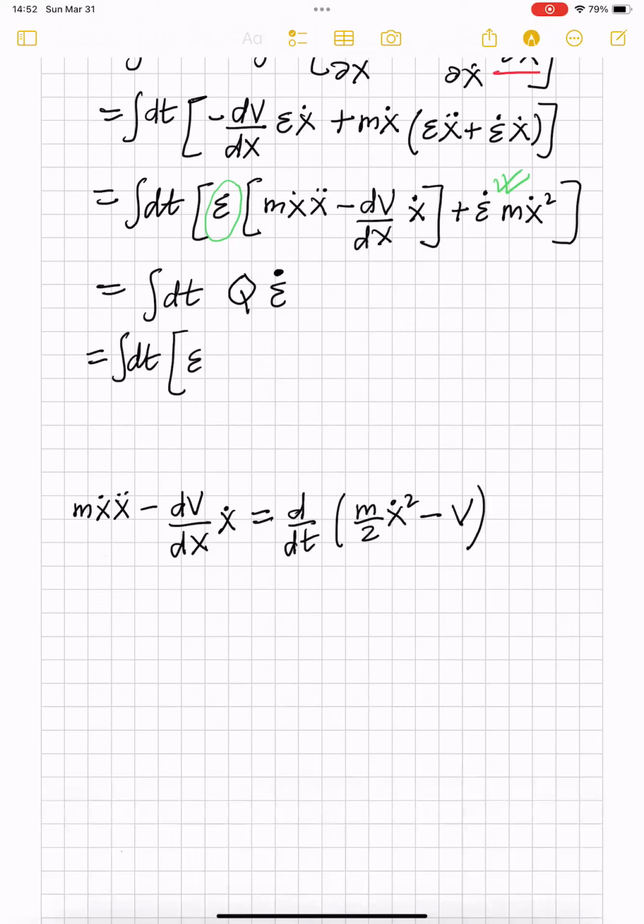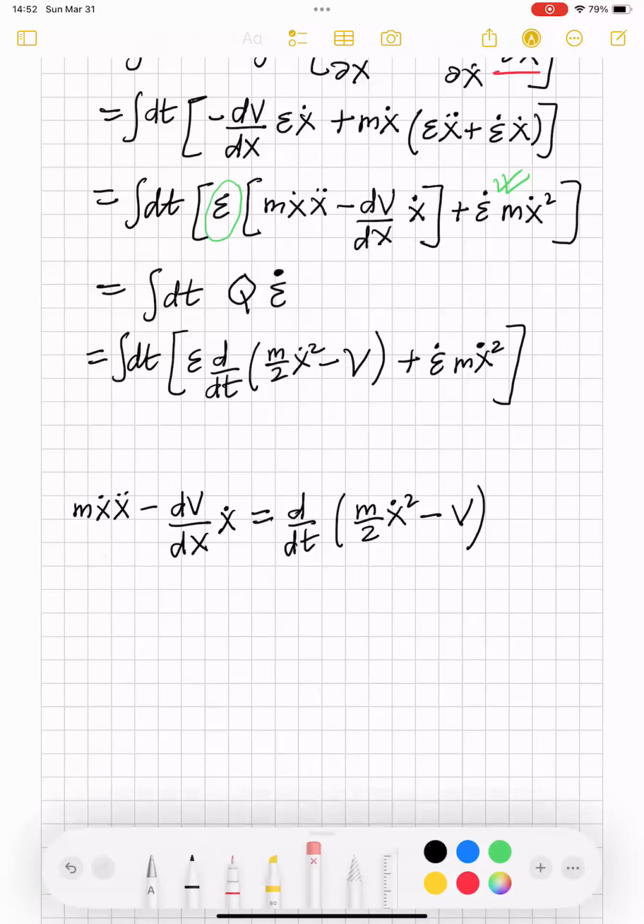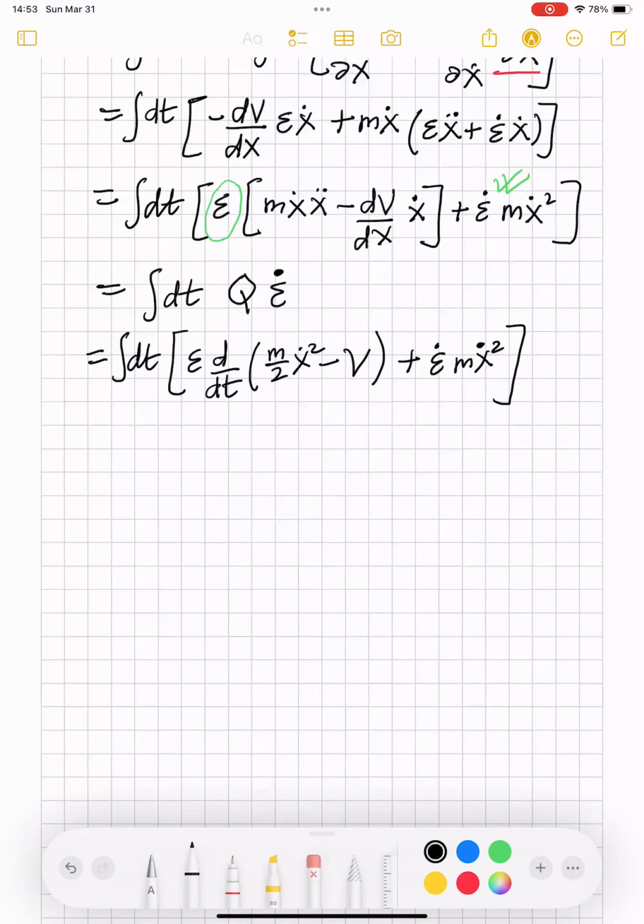Let's write this as epsilon d by dt of m over 2 x dot squared minus v. And then I've got plus the epsilon dot term, m x dot squared. And in fact, the natural thing to do now is to integrate by parts, okay? So that's what I'm going to do. I'm going to write it in a very pedestrian way, but that's okay. I'm just integrating by parts, okay? So what is this equal to?